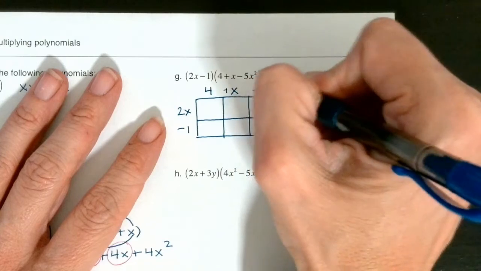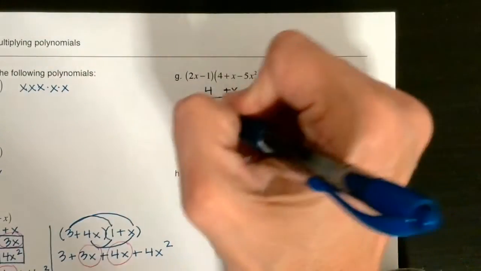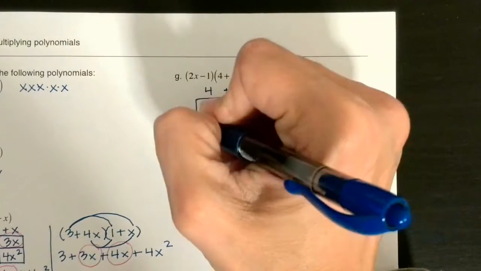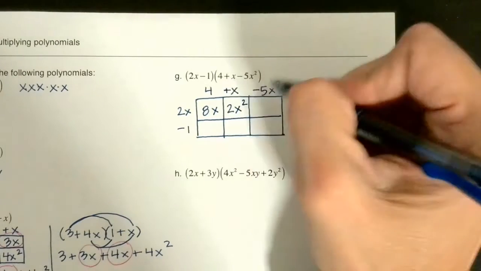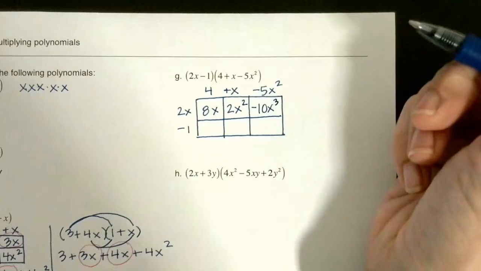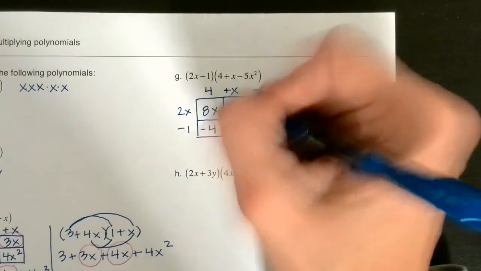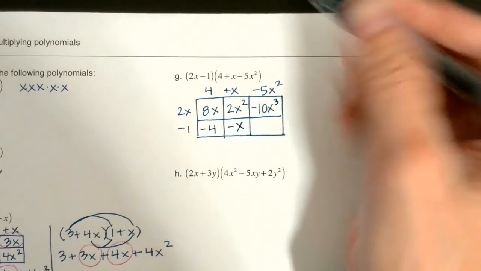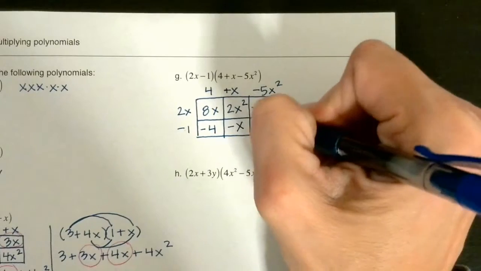So here's all the boxes, and then we just multiply. 2x times 4 is 8x. 2x times x is 2x squared. 2x times negative 5x squared is negative 10x cubed. Negative 1 times 4 is negative 4. Negative 1 times x is negative x. And negative 1 times negative 5x is 5x squared.